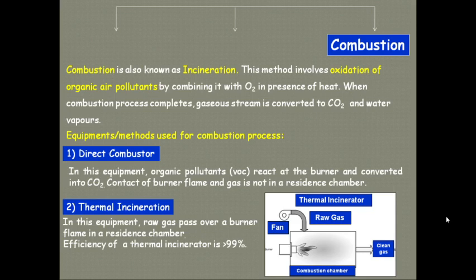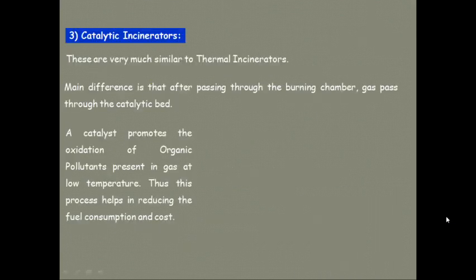The efficiency of thermal incinerators is greater than 99%. Using this equipment we can convert most of the organic pollutants into carbon dioxide. So that was all about thermal incinerators. The third method or equipment that is used in the combustion process is known as catalytic incinerators.